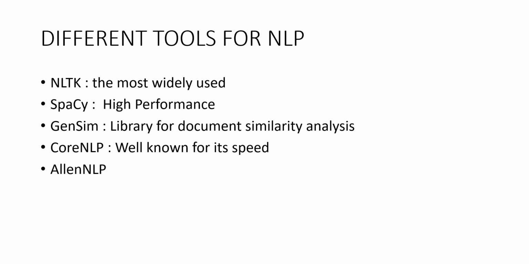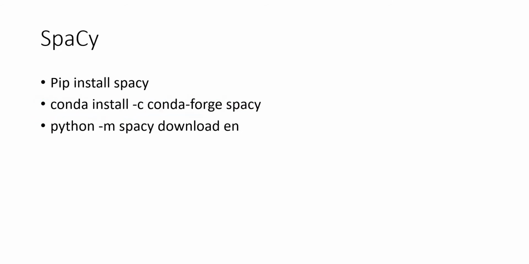See, different tools for NLP. If you ask, NLTK is the most widely used, SpaCy is high performance. NLTK is the most commonly used. Gensim library is for document similarity analysis. CoreNLP is well known for its speed, and there is AllenNLP. In this video, I am using SpaCy.